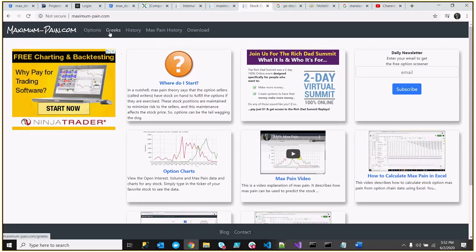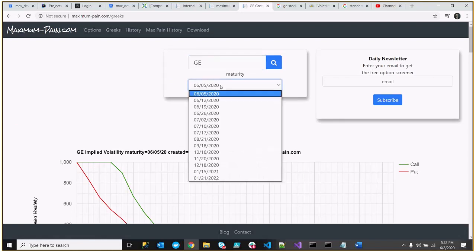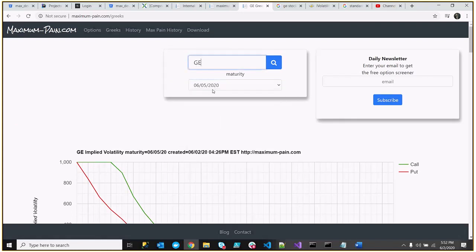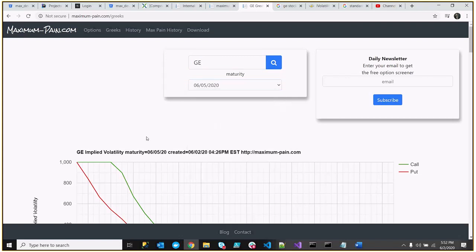So if we go to maximumping.com and we go to the Greeks tab, we can see right off the bat for the GE stock, and of course I can change this to any ticker I want, and I can choose multiple expirations, but we'll leave it at GE and the Friday, June 5th expiration. Today is Tuesday, June 2nd. That will be important later on. It gives us 3 days to expiration.